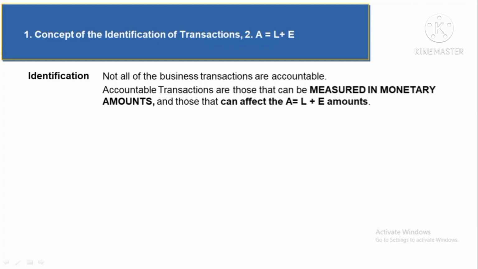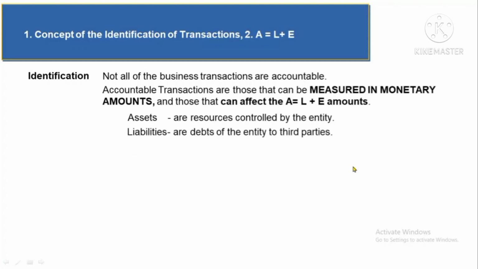So let's go to A = L + E and go back to the simple definitions of assets, liabilities, and equity. Assets are resources controlled by the entity. The entity does not need to own such assets as long as their benefits are controlled by the entity. To make it clear, let us have examples. We have cash, machinery, land, supplies, and many others. While liabilities are the amounts owed by the entity to third parties, like, for example, loans from a bank, or if the entity purchased something on credit or on account.